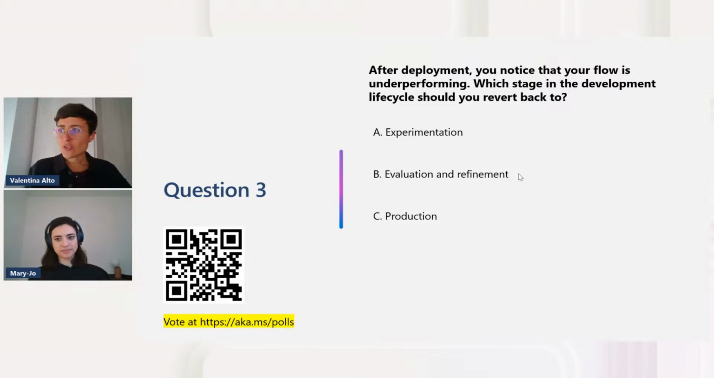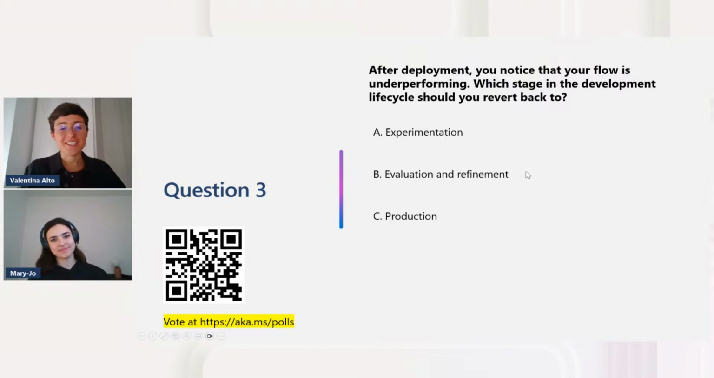I think this is the last one. After deployment, you notice that your flow is underperforming. Which stage in the development lifecycle should you revert back to? Okay, I wouldn't know this one. So I'm happy that we have a review of the answer. It's also going back to an hour ago when I talked about this. Yes, exactly. So much has happened since then.